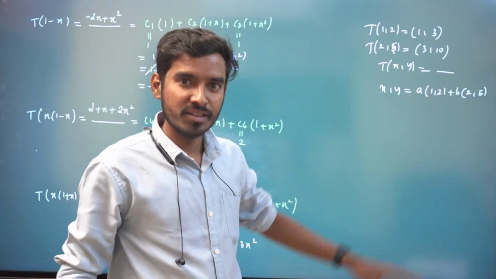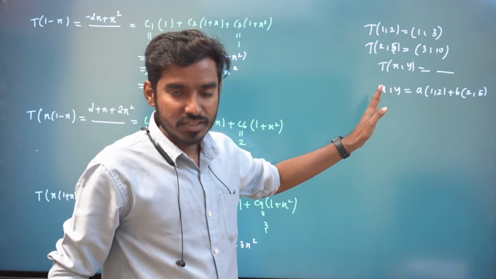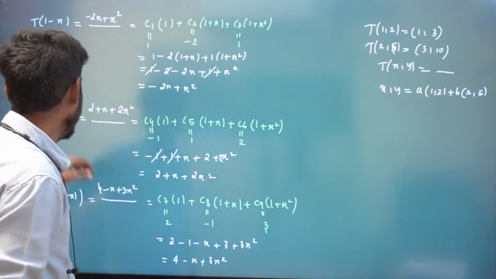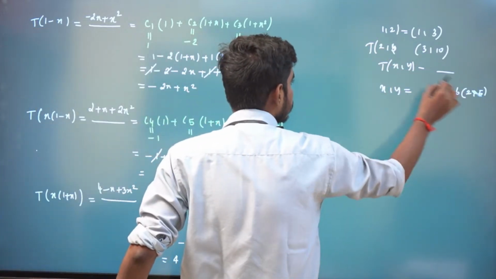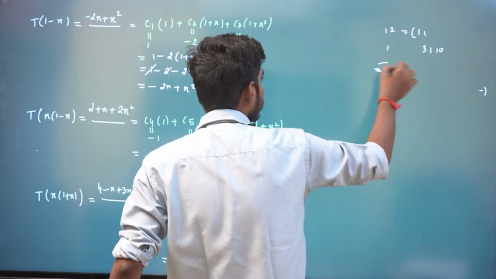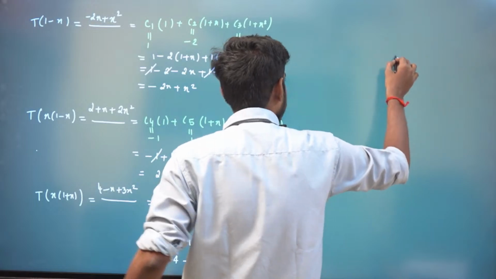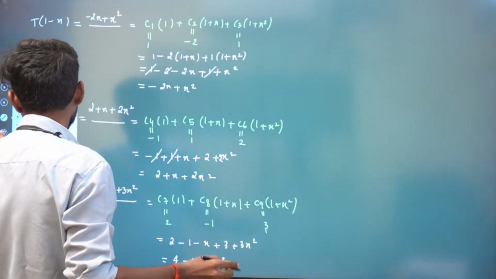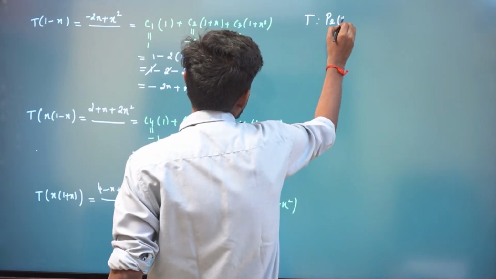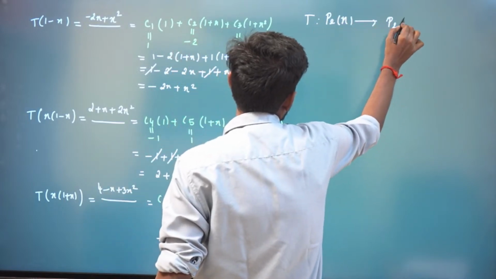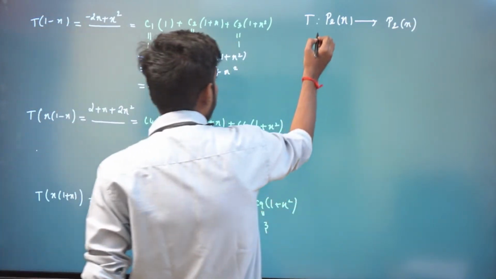Yes or no? We already did many kinds of problems like these. This reduces to the same kind of problem, but the thing here is the basis is different for the domain space and the codomain space, right? You just compare the same problem with this problem. Here T is a map from P2(x) to P2(x), right?